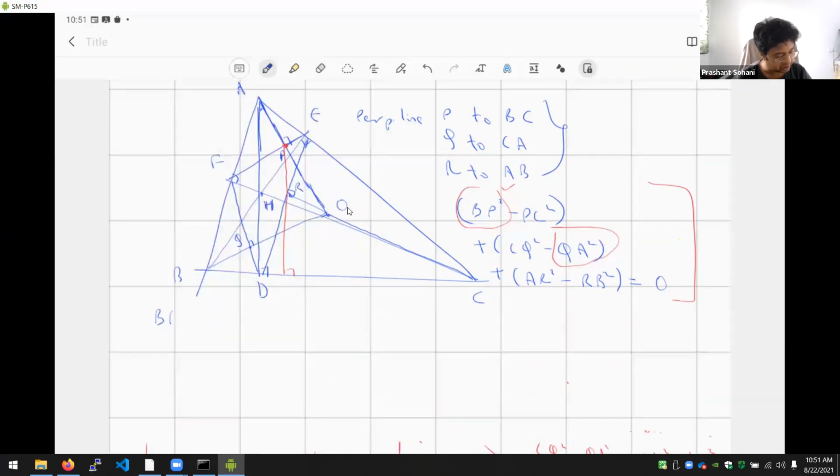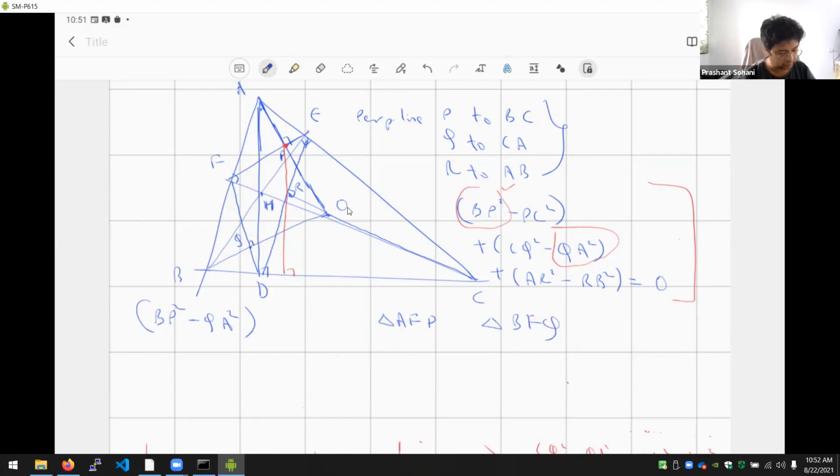So basically, I am interested in PB square minus QB square. And cyclically, I could write similar terms for the other ones. So in this diagram, there are some similar triangles which we can use. In particular, if you look at triangle AFP and triangle BFQ.